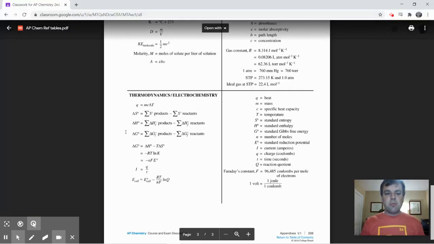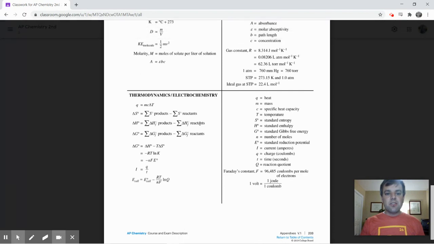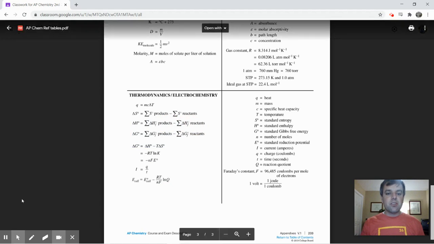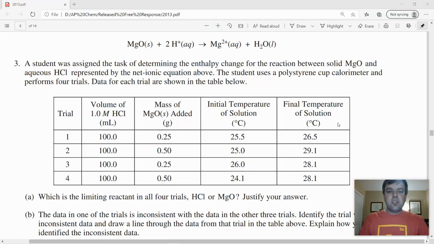If you somehow manage to forget that, on your reference tables it's right here. It says that the change in enthalpy equals the sum of the standard enthalpy of formation of the products minus the sum of the standard enthalpies of formation of the reactants. All right, so let's take a look at an actual AP exam problem.